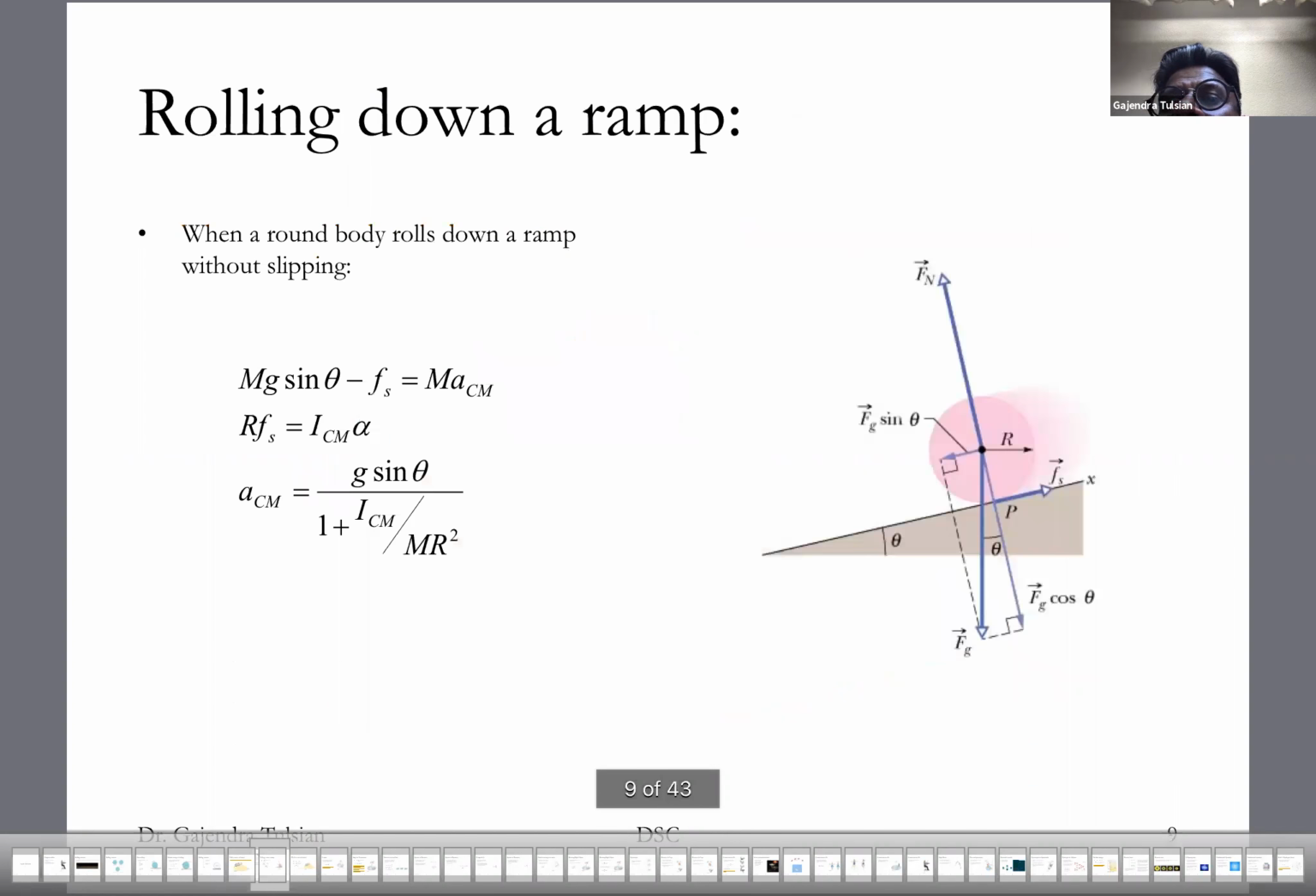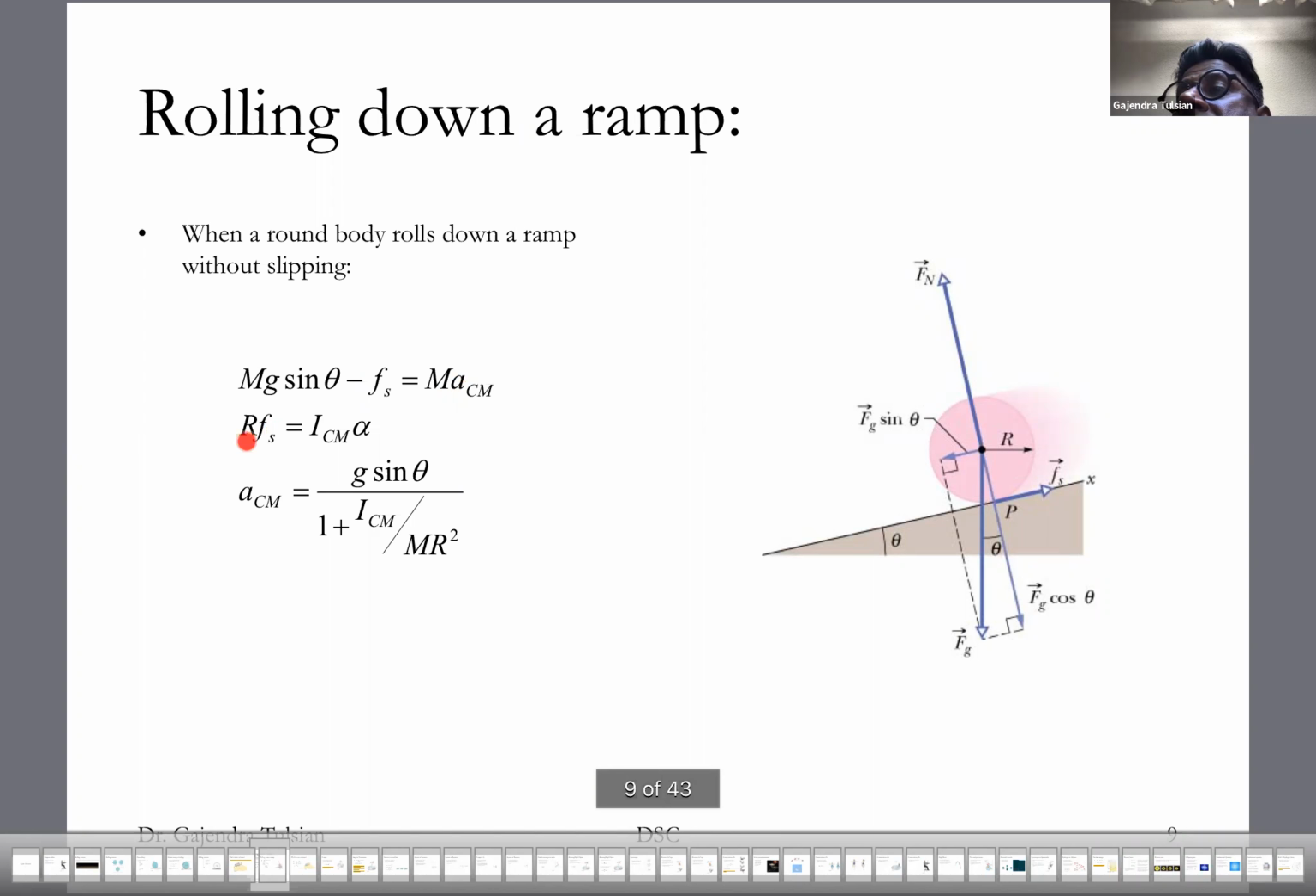The next slide shows you that. In this slide, as this object rolls down without slipping, here are the forces. Here is the component of gravity, mg sine theta. Here is the static friction force. And this equation says this force minus this force is the net force on this object, and that's equal to mass times the center of mass acceleration. So there's Newton's second law applied to that.